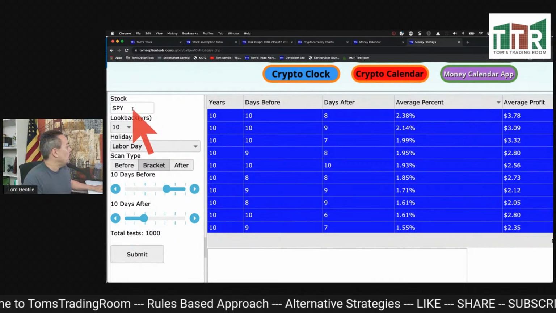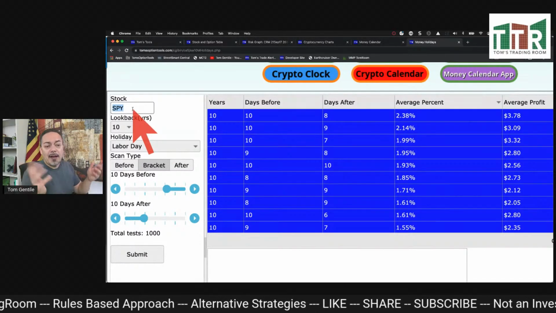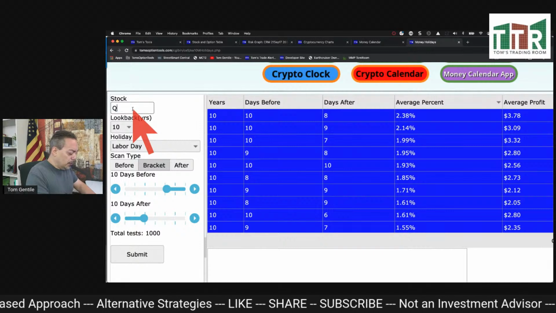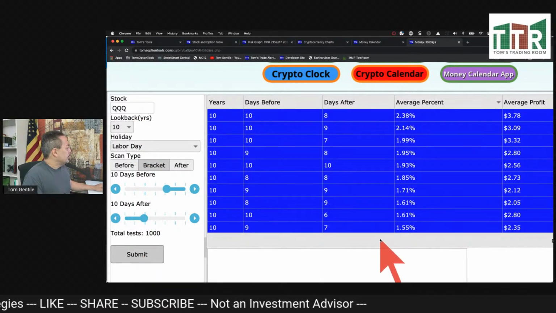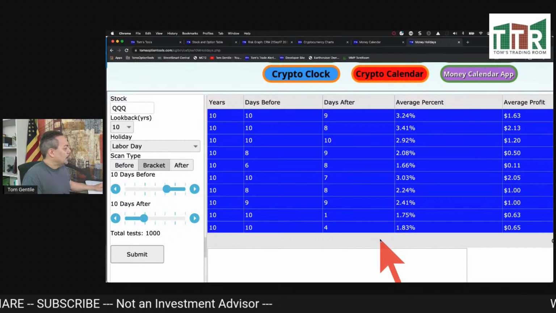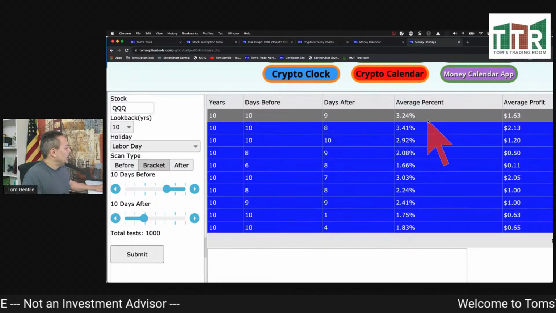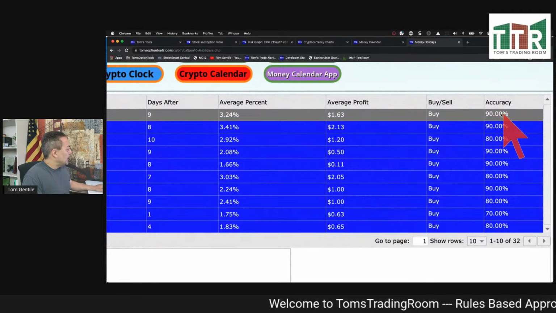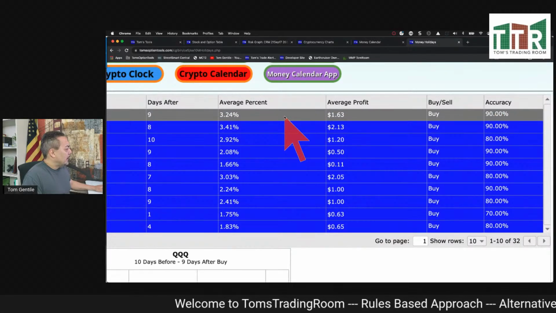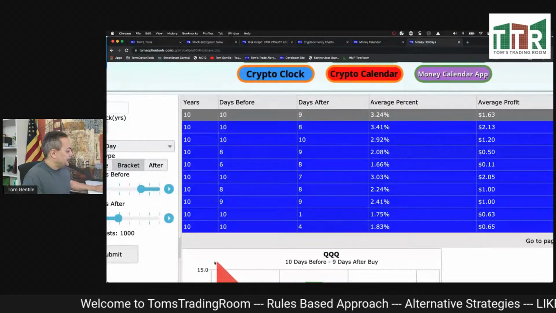Let's take a look at one more thing here. I'm running a little over time. That's okay though. QQQ. What's it look like with the Qs? So takes a few seconds, but there you go. 3.24% with the Qs. 90% effective. Let's click on that. Let's see what we're talking about here.